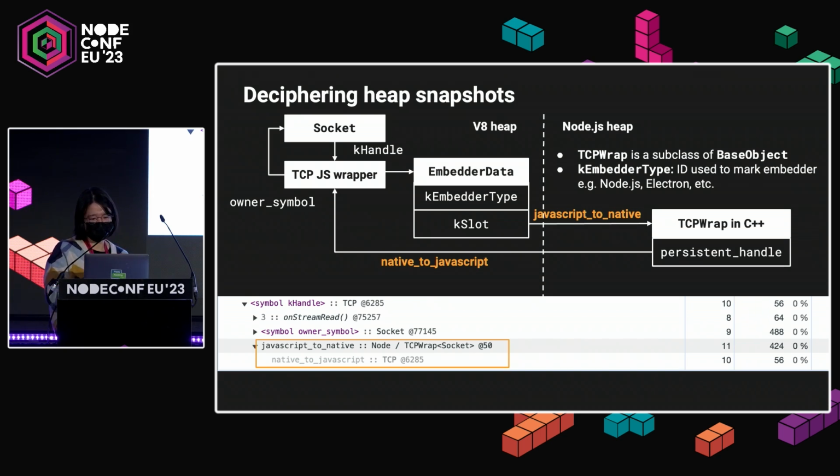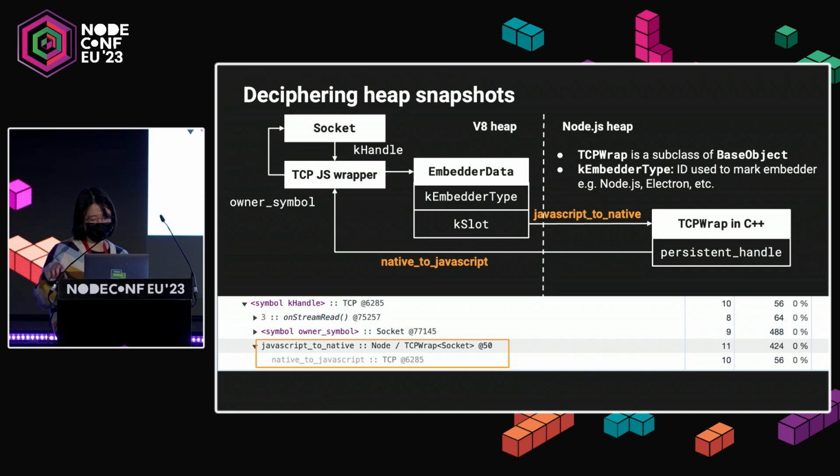And the memory layout roughly looks like this. The public socket object has a symbol property storing the JavaScript TCP wrapper, and its wrapper is the JavaScript part of the TCP wrap class. It has an array of embedded data which contains a slot that's actually a pointer to the C++ TCP object. The socket, the wrapper, and the embedded data array all live in the V8 heap, whereas the TCP wrap class lives in the Node heap.